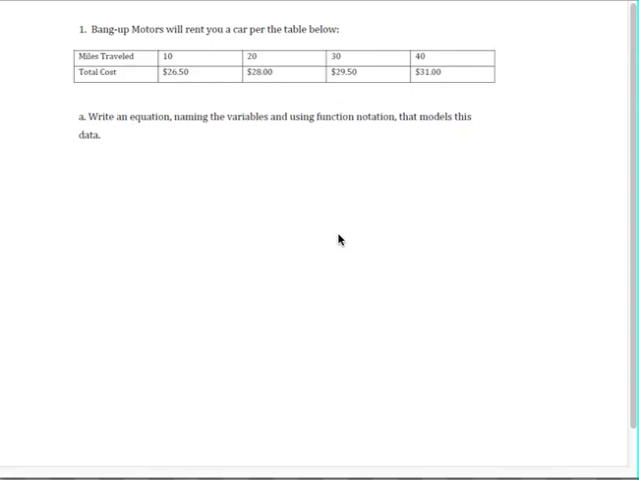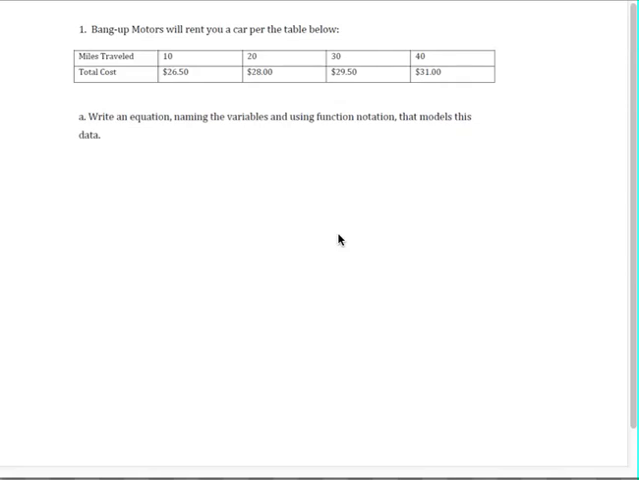Does the total cost depend on the miles traveled? Does the miles traveled depend on the total cost? You are correct if you said to yourself, the total cost depends on the miles traveled. The dependent variable depends on the independent variable. Or you can think about it in terms of cause and effect. The miles traveled, the cause, affects the total cost, okay? So the independent variable is the cause and the dependent variable is the effect.